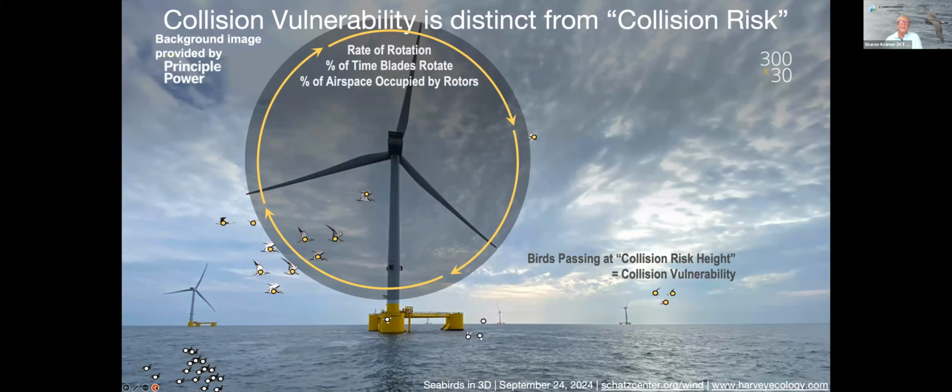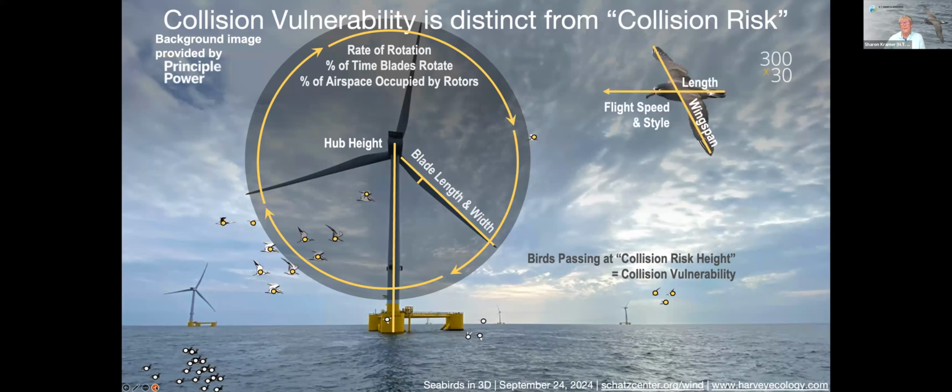You need to know physical aspects of the turbine. How fast are the blades spinning? How often are they spinning at those speeds? And the amount of airspace that's taken up by those turbines. So there's physical information you need to know about the turbine performance itself. And there's other information too, next slide, about the physical turbine itself: the blade length, the height above the sea surface that the hub is, where the blades are attached. All that defines physical information about the turbine performance itself that informs collision risk. Let's move to the next slide then.